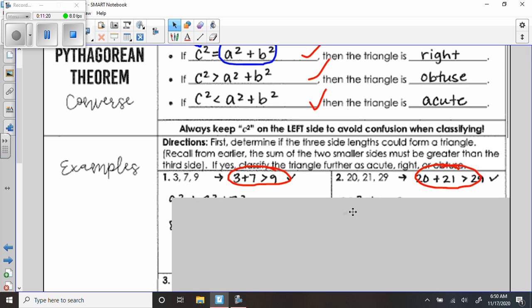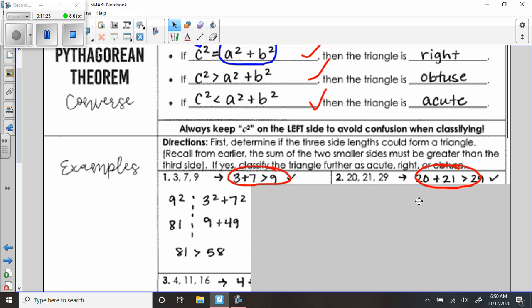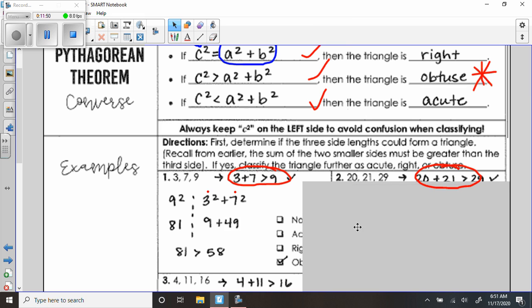So what I'll do here is I'm going to square c squared is 81. And then I have a and b squared. 9 plus 49 is 58. So since 81 is bigger than 58, it's going to be obtuse. That is not a right triangle. That's an obtuse triangle. So we're going to check obtuse.